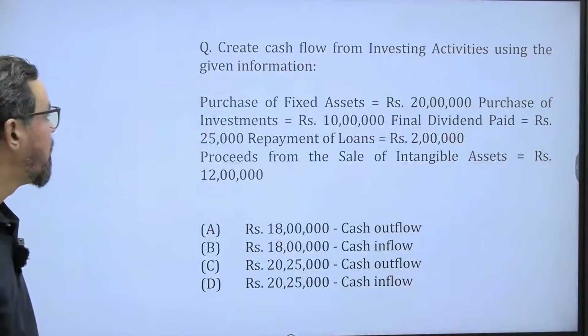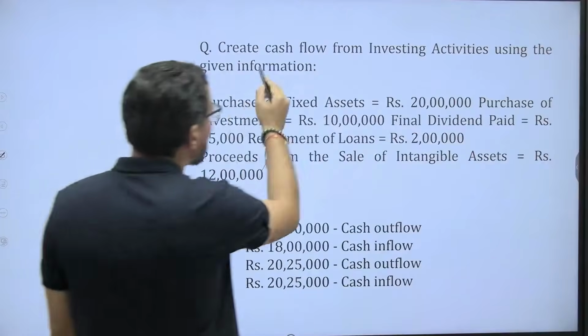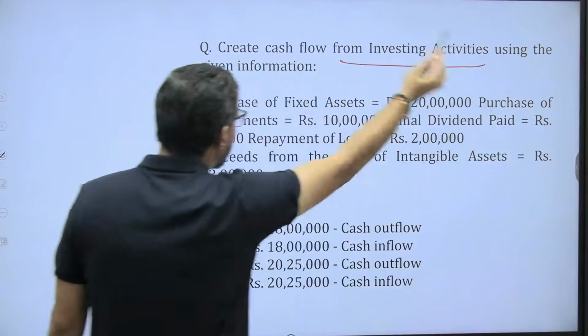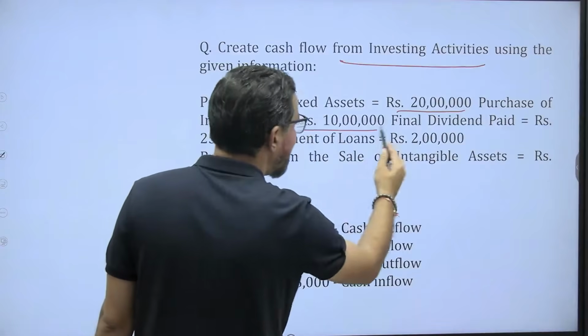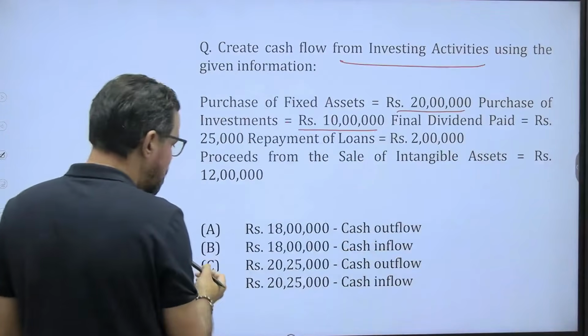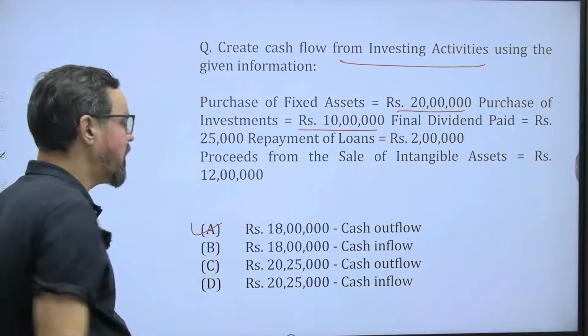Next one. Create cash flow from investing activities using this: purchase 20 lakhs, purchase of investment 10 lakh. Okay, this we have solved. Okay, sorry. Cash outflow of 18 lakhs.